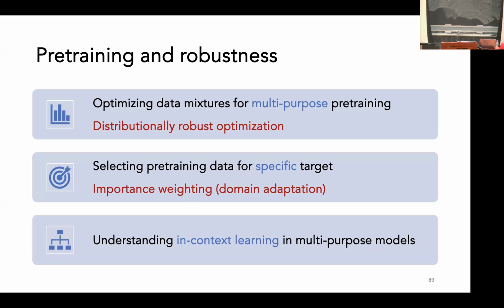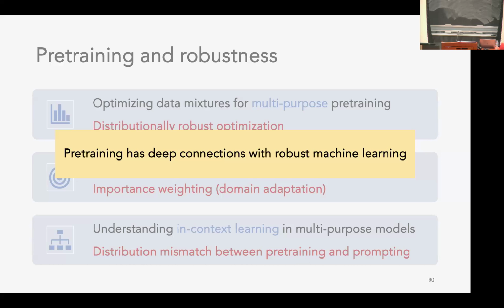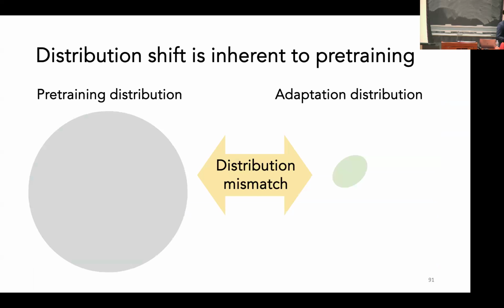In selecting data for a specific target, we used importance weighting, which is a technique that's classic in domain adaptation. And finally, overcoming the distribution mismatch between pre-training and prompting was core in enabling in-context learning. It's clear that there's a deep connection between pre-training and robust machine learning. And this shouldn't be too surprising because within the setup, there's an inherent distribution mismatch between pre-training and adaptation.